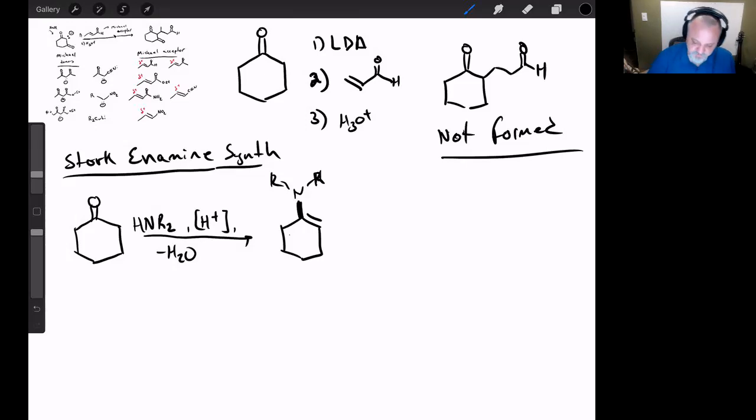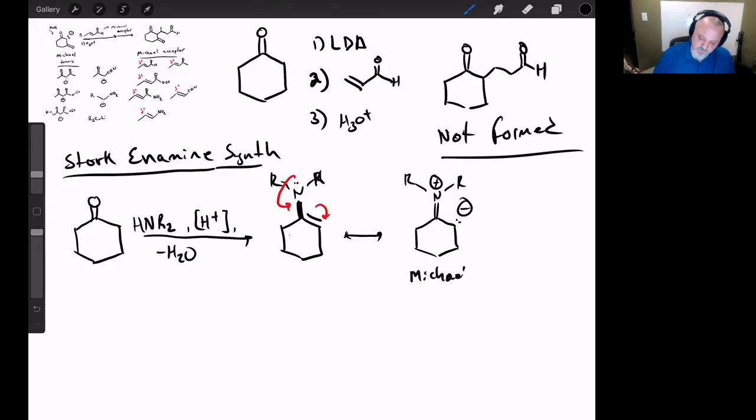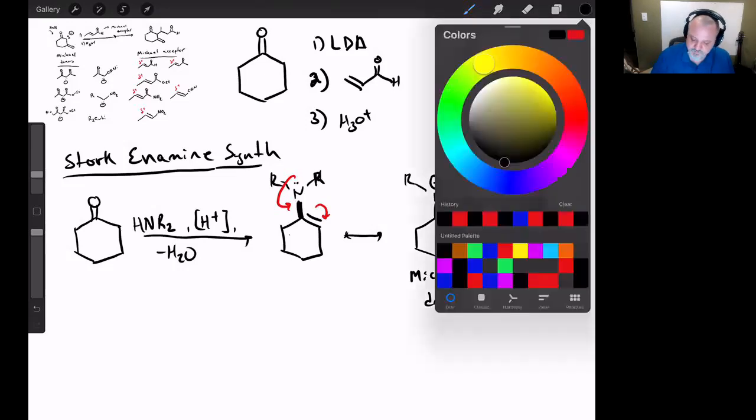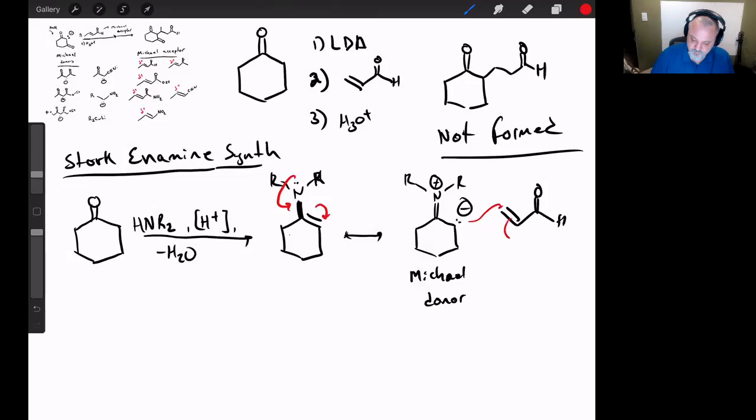Well, let's take a look at this enamine. There's a lone pair here, and I can show you a resonance structure where I've got this nice lone pair at what I'm going to call an alpha position. And so this is a Michael donor. And so it can react with this species, and form this guy.